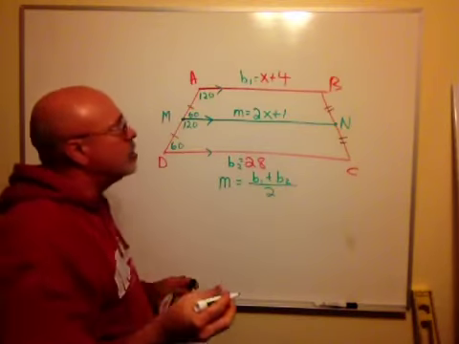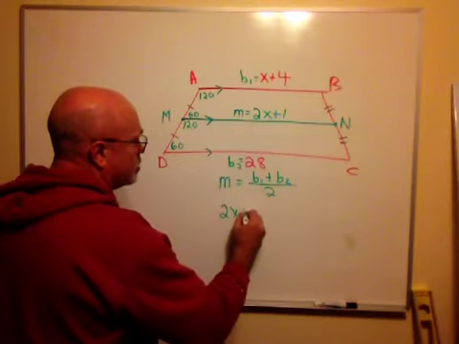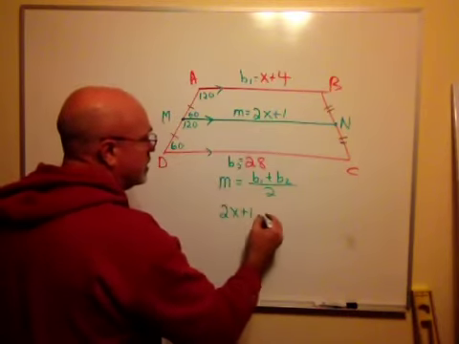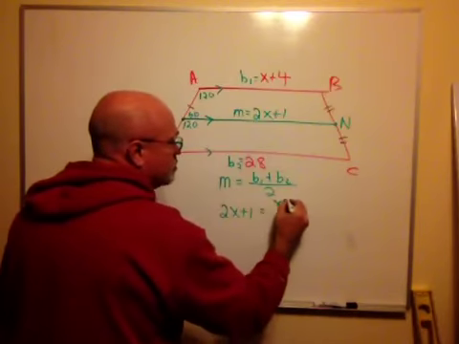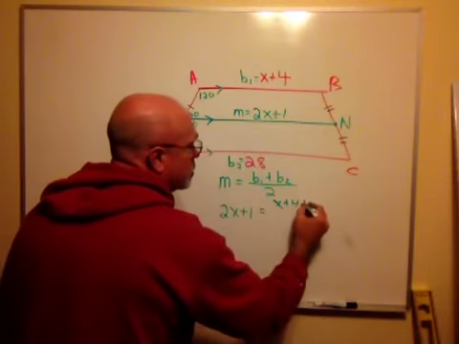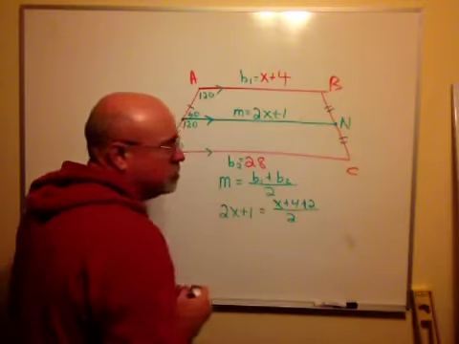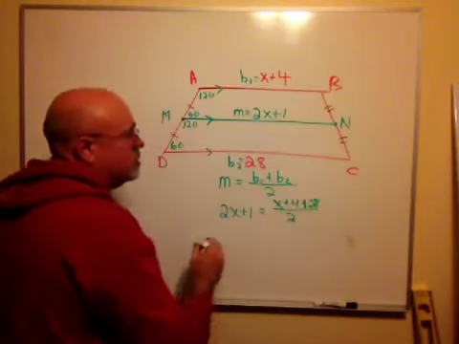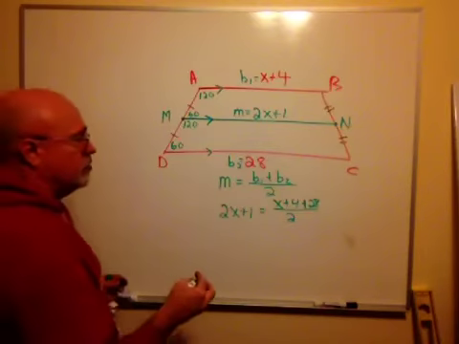So we just plug into our formula. We say that 2x plus 1, that's the median's length, equals the bases added. Well, one of our bases is x plus 4. Our other base is 28. And all of that is being divided by 2. Okay, so now we're going to multiply both sides by 2 to get rid of the fractions.